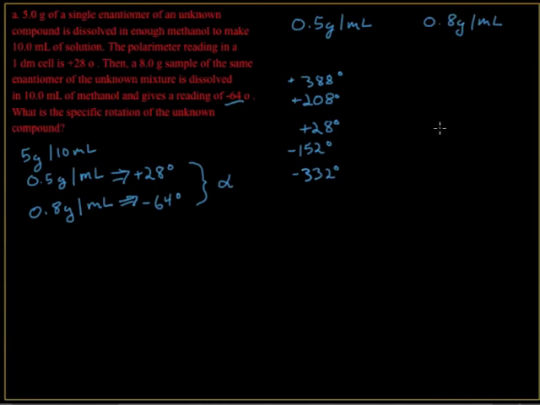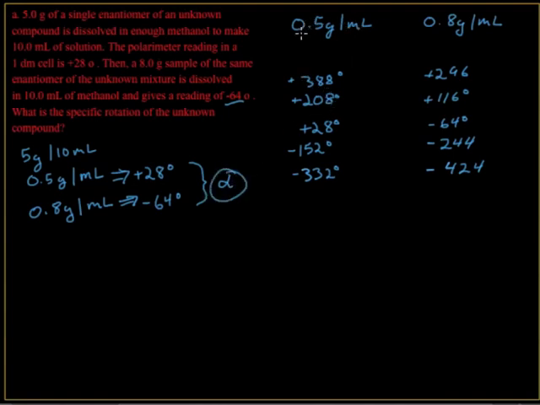Okay, and then with the other sample, we had minus 64 degrees. So plus 180 would be plus 116, and another 180 would be plus 296. Minus 180 would be minus 244, and another 180 would give minus 424. Okay, so hopefully you can set that up easily enough. Now we just have to figure out what's the actual value of alpha that we're looking for.